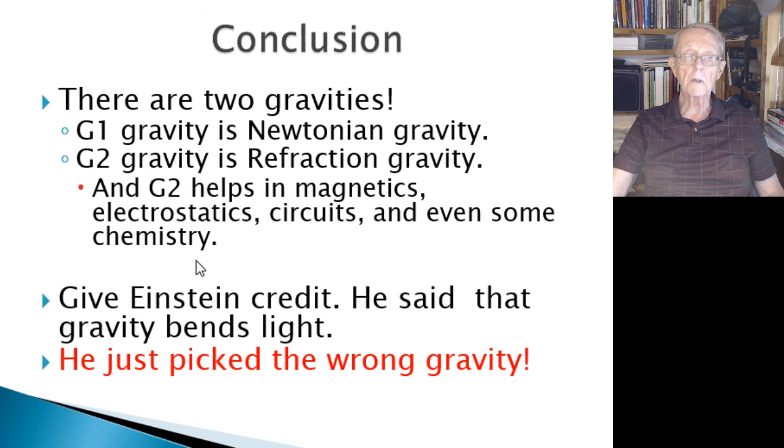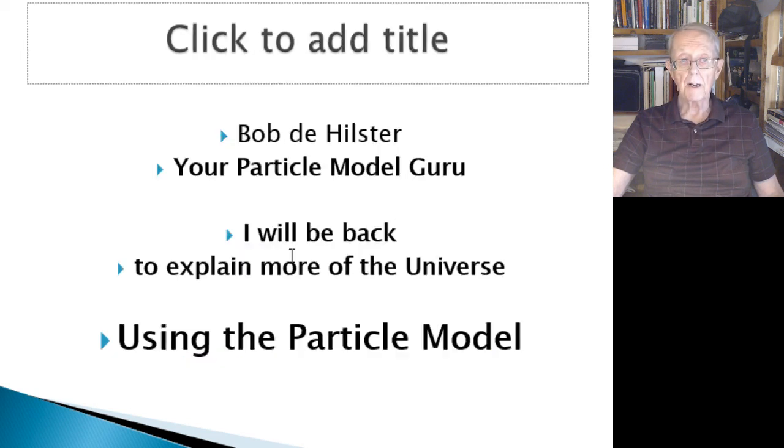And so in conclusion, particle models suggest that there are two gravities, G1 Newtonian gravity, G2 is like right now called refraction gravity and helps with all these other things. Well, you got to give Einstein credit. He said that gravity bends light. We're saying he just picked the wrong gravity.